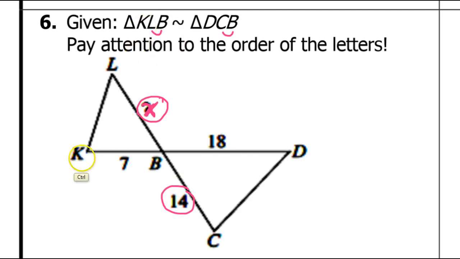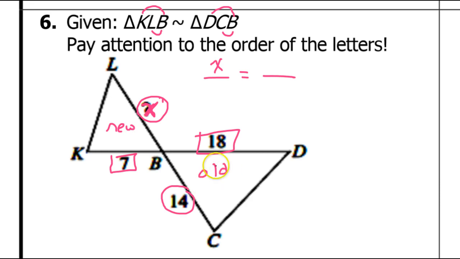Similarly, KB corresponds to DB. So KB corresponds with DB. Okay, so when I make my proportion, like new over old equals new over old, I need to put my corresponding sides in the same fraction. So for example, if I think of this as new and this as old, then it will be x over 14. And then new over old with the squares would be 7 over 18.